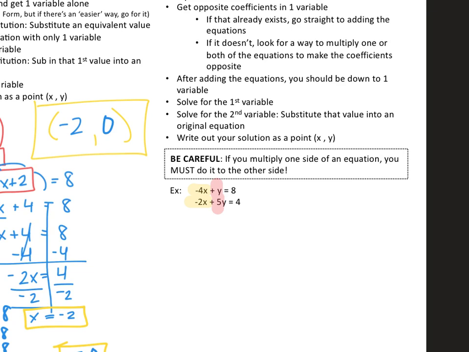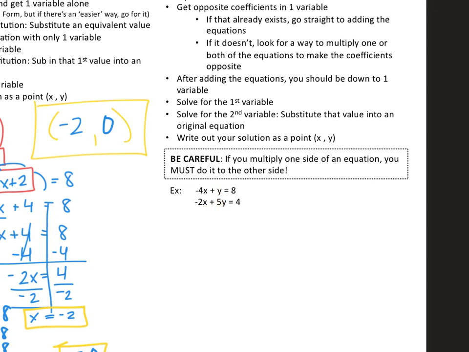So again, that's not going to eliminate. So the opposites do not exist, and so we need to look for a way to multiply one of the equations or both of the equations so that we can make the opposite coefficients. So I'm going to get rid of my highlighting here. So let's focus on the x's.